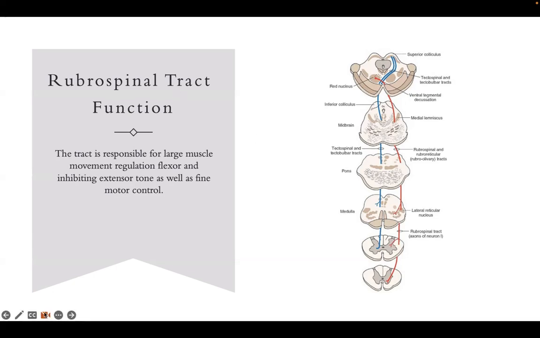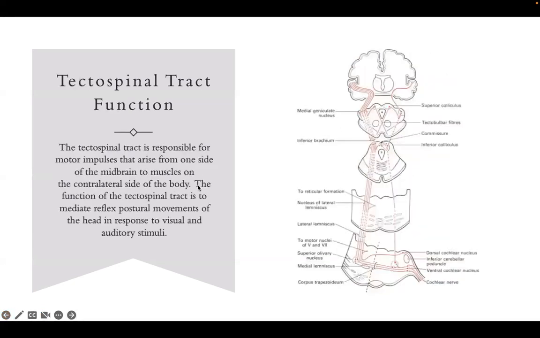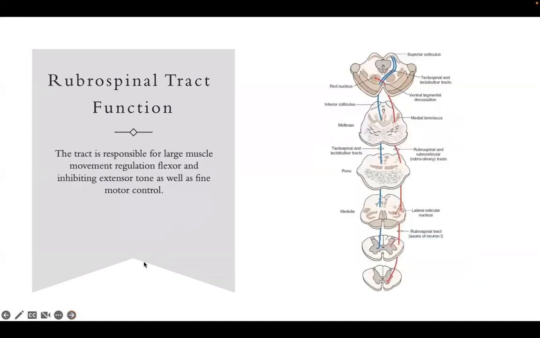But yeah, for both of these tracts, for tectospinal, I would say just remember the function is postural movements of the head in response to visual and auditory stimuli. And then for the rubrospinal, I would say just remember fine motor control and large muscle movement regulation, flexor. Those are the main function parts, I would say.